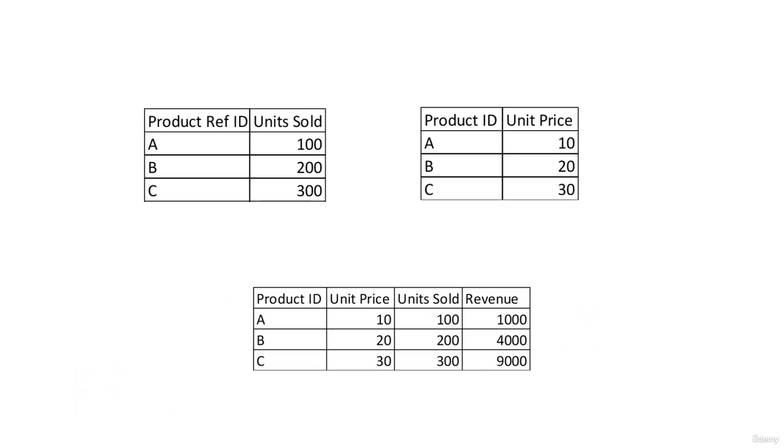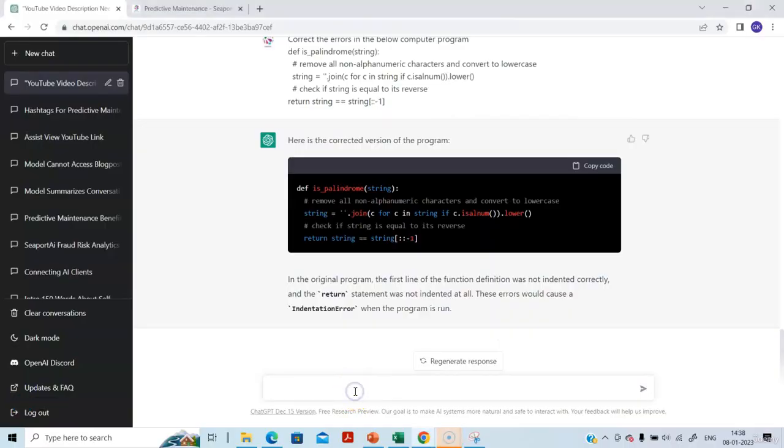Now we are going to ask ChatGPT what is the formula for VLookUp. Let's say you are stuck in VLookUp. You are getting errors in VLookUp. We can ask ChatGPT, right? So let's ask ChatGPT: what is the formula for VLookUp?